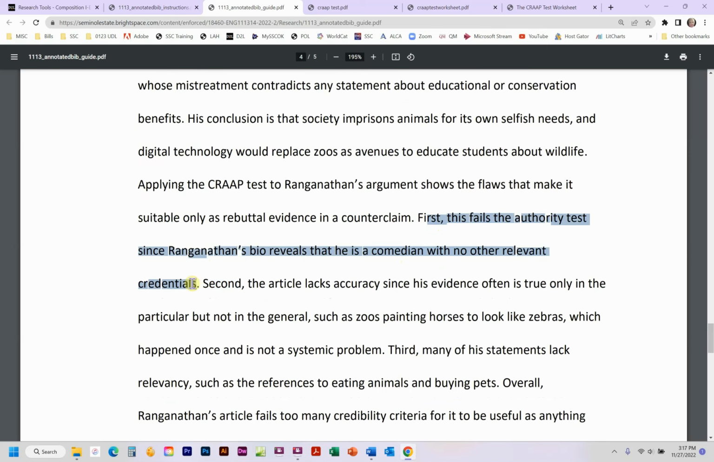That's all I need to say there, right? I mean, it's very simple. He has no credentials in zoology or anthropology or anything. He's a comedian, right? Second, the article lacks accuracy since his evidence often is true only in the particular but not in the general, such as zoos painting horses to look like zebras, which happened only once and is not a systemic problem. So here I now tell you what criteria it is: accuracy. I've told you, did he pass it? No, it's only true in this particular. And then I've given you a reference to something that he uses in the article that is my example of why it doesn't pass this, right?